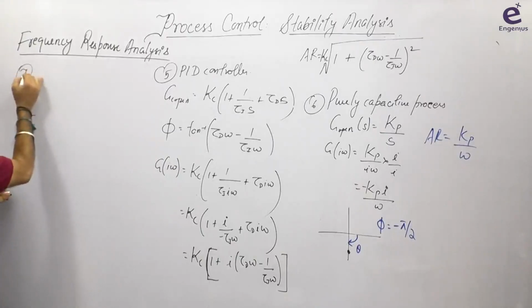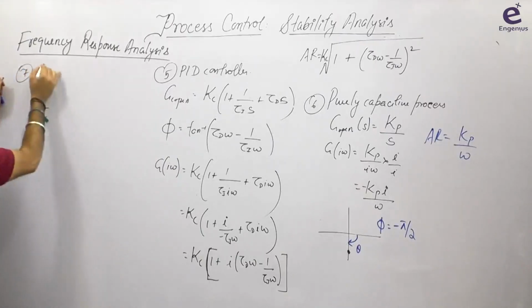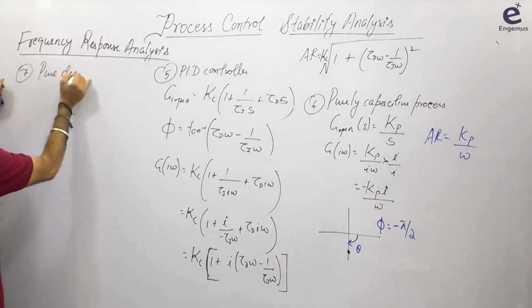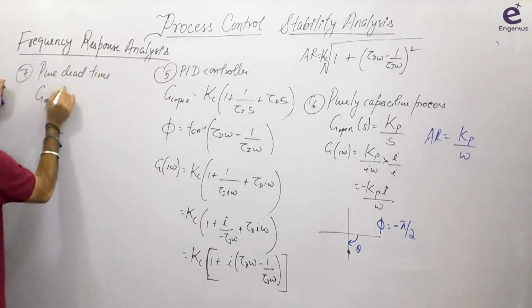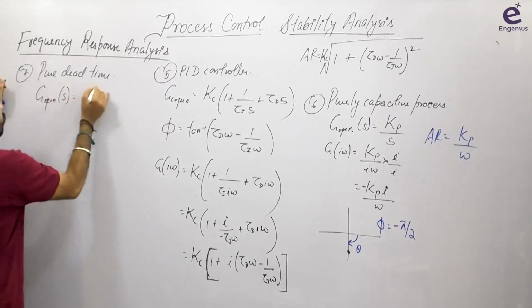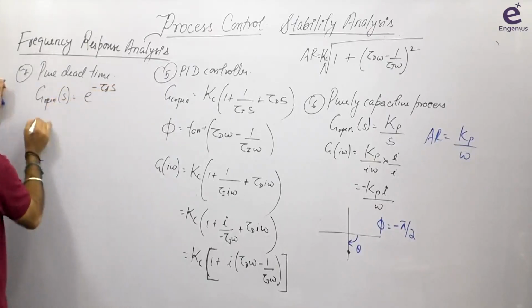7th. Pure dead time. And for this, what is G(s)? Do you remember the dead time transfer function? E raised to the power minus tau d s. Put s is equal to iota omega.